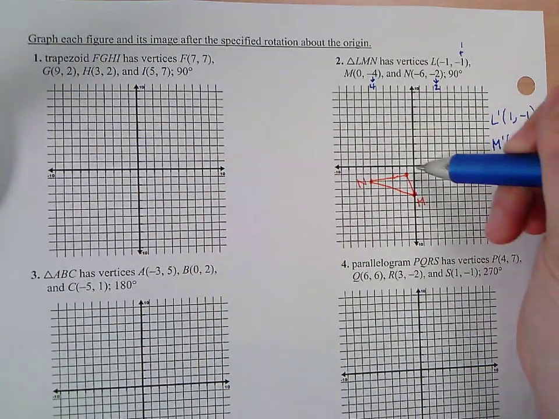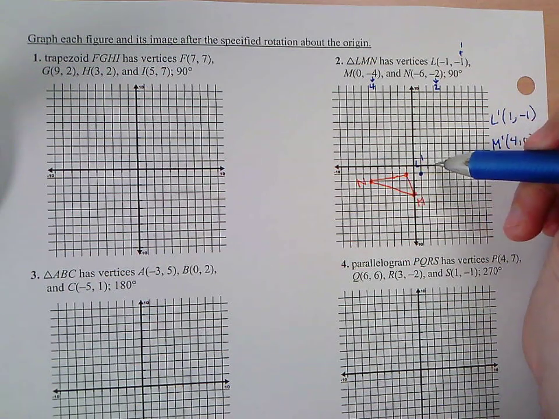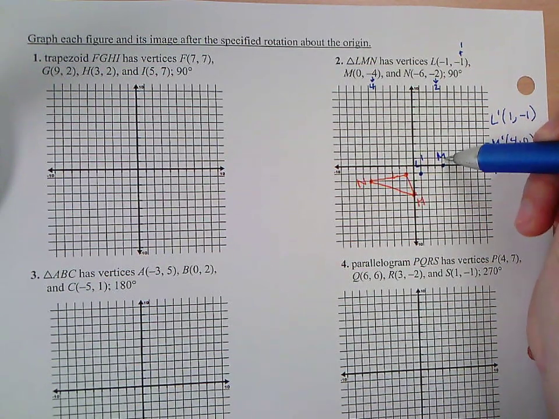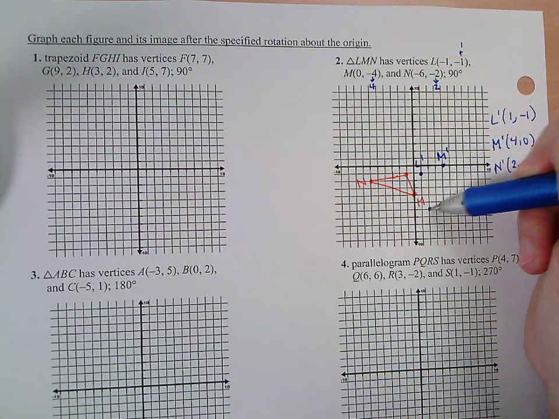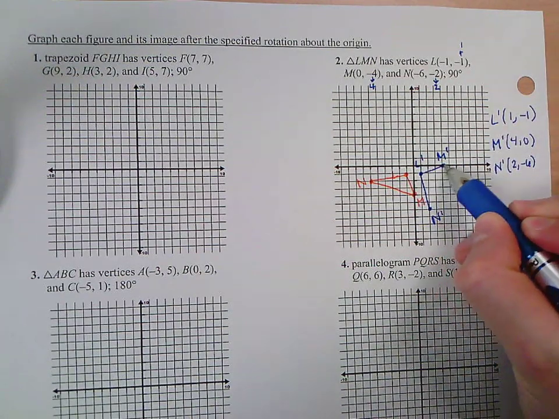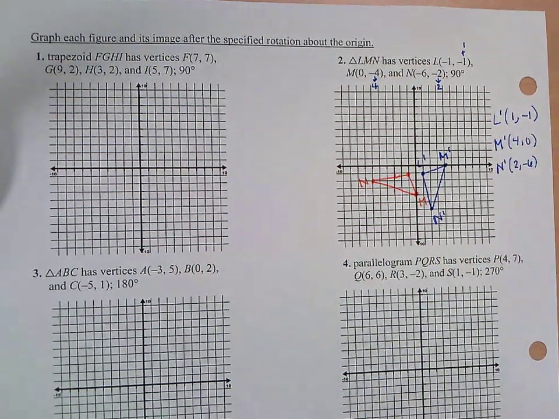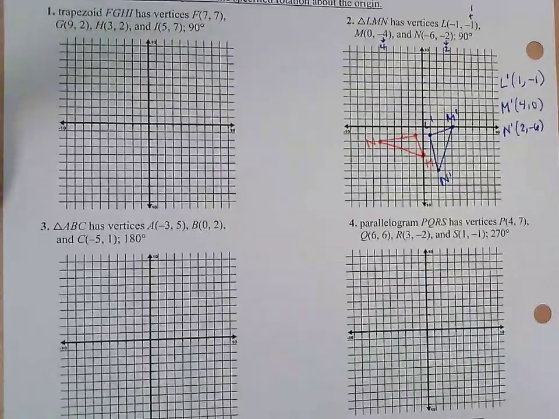If I plot these 3 points and label them, this is your rotated triangle. Questions on that one?